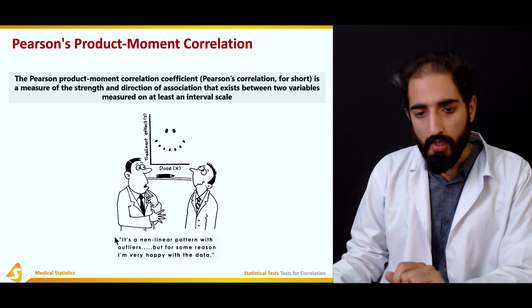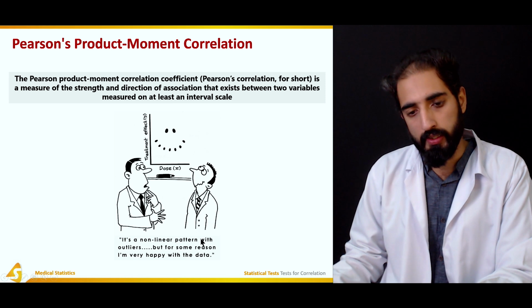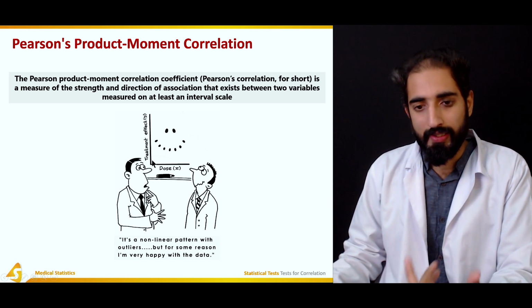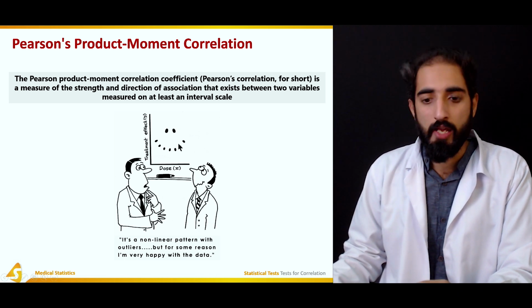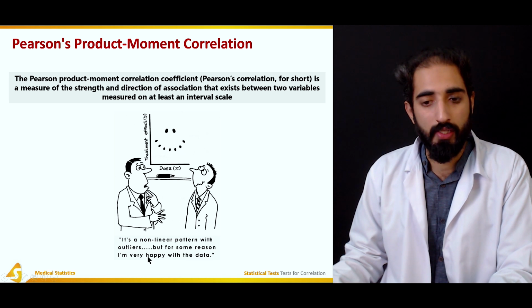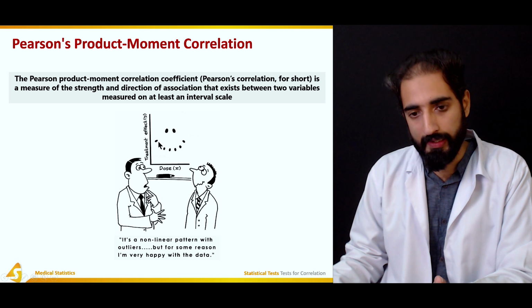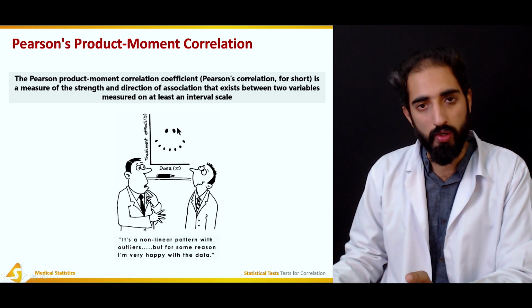Now, look at this picture here. It shows a non-linear pattern with outliers. If you look at this graph, a linear pattern would be a straight line like this or like this. But this data looks like this, so it is not linear. So first of all, it's not linear, and here we can see that there are two outliers as well.